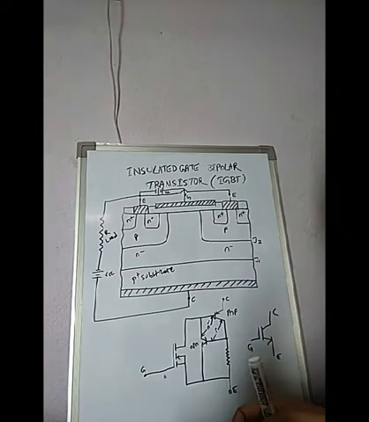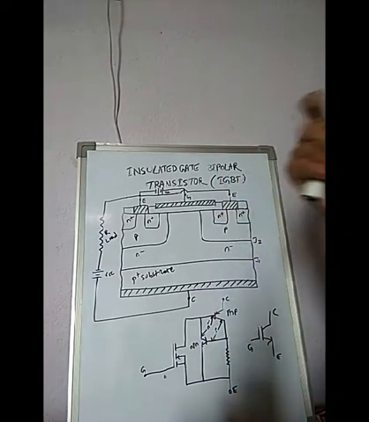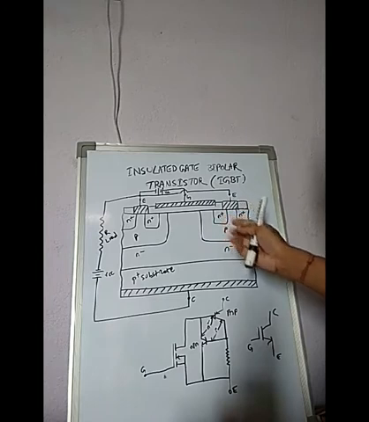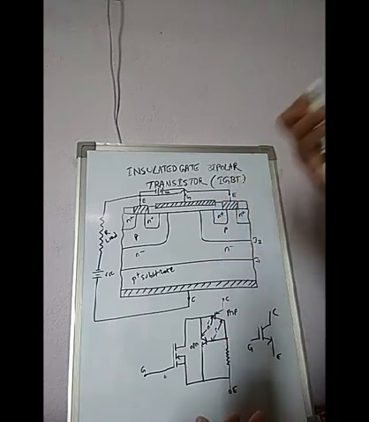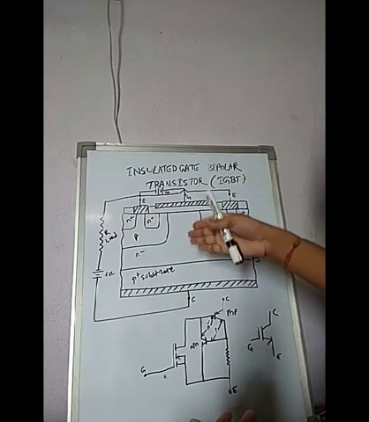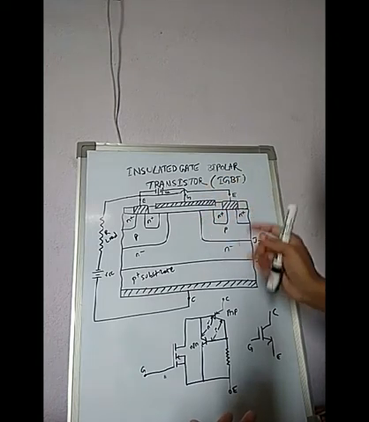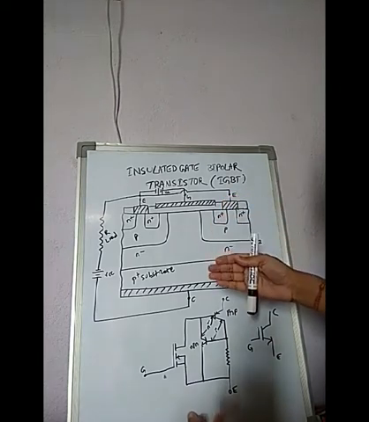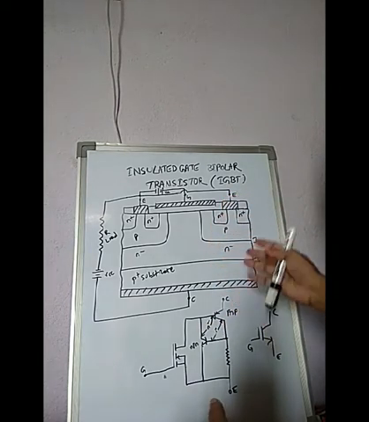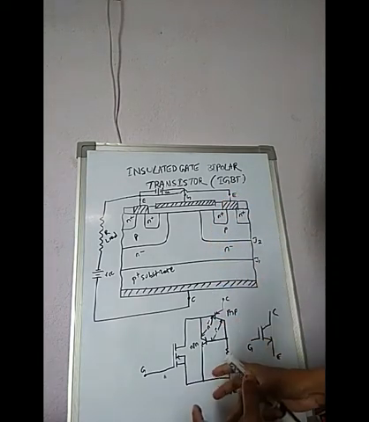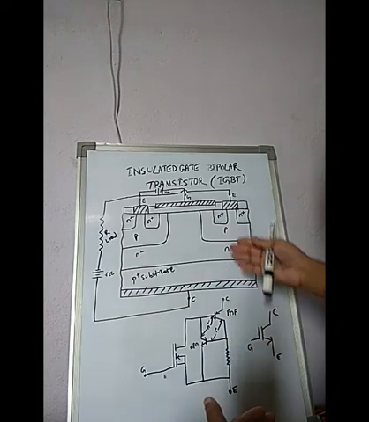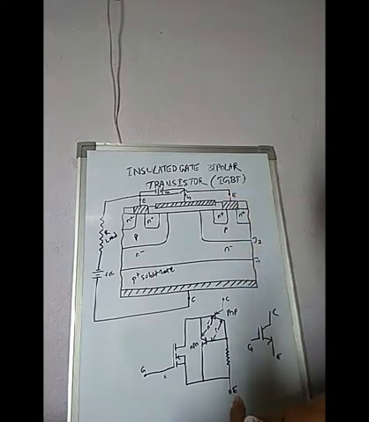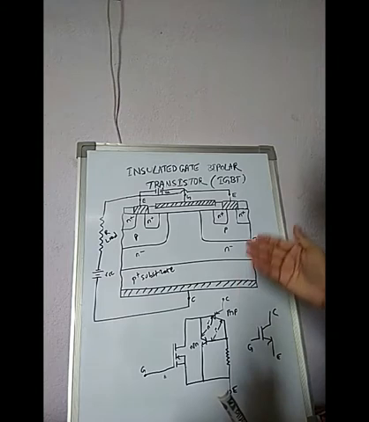Okay, so this device combines the advantages of both MOSFET and BJT. By taking the advantages of both MOSFET and BJT and combining them, the device IGBT is developed. Okay, so what are the advantage points taken from MOSFET and BJT?